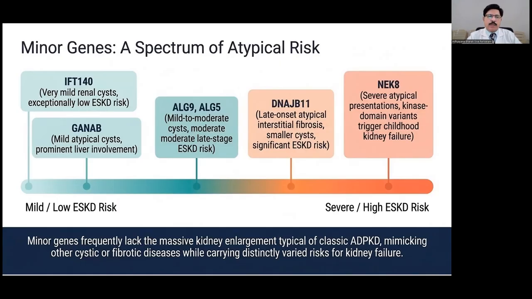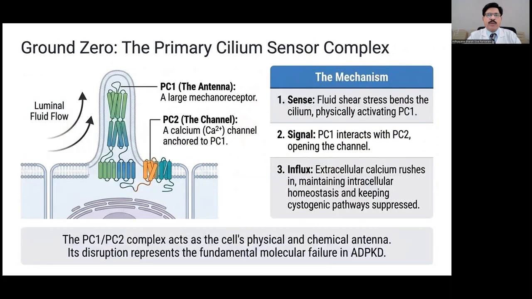the minor genes vary. The minor genes frequently lack the massive kidney enlargement seen in ADPKD. Means what? The kidney may not be enlarged. There may not be many cysts, but it could be a minor variant of polycystic kidney disease, mimicking other cystic or fibrotic diseases while carrying distinctly varied risks for kidney failure. So don't depend on the size of the kidney or the number of cysts. And whenever you suspect hypertension and there are 1 or 2 cysts, what you have to see is whether these are simple cysts or there is a genetic background. You have to see.